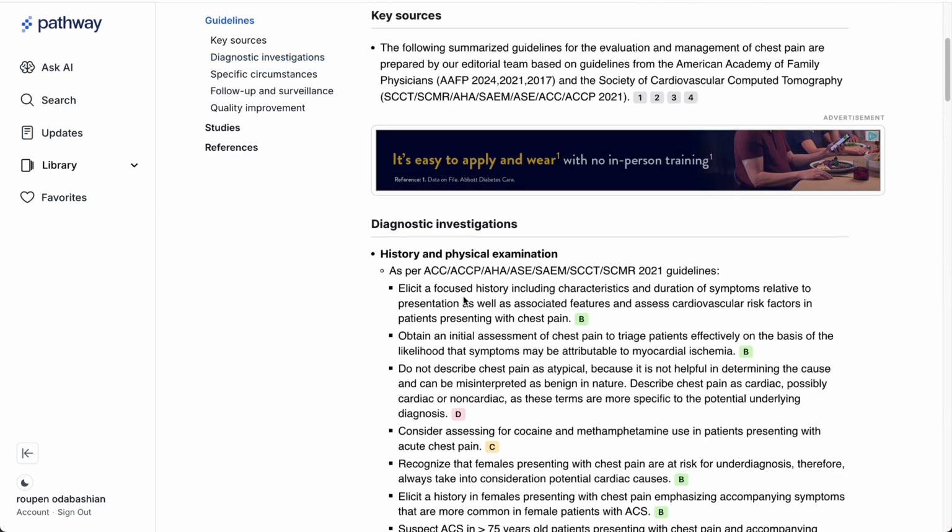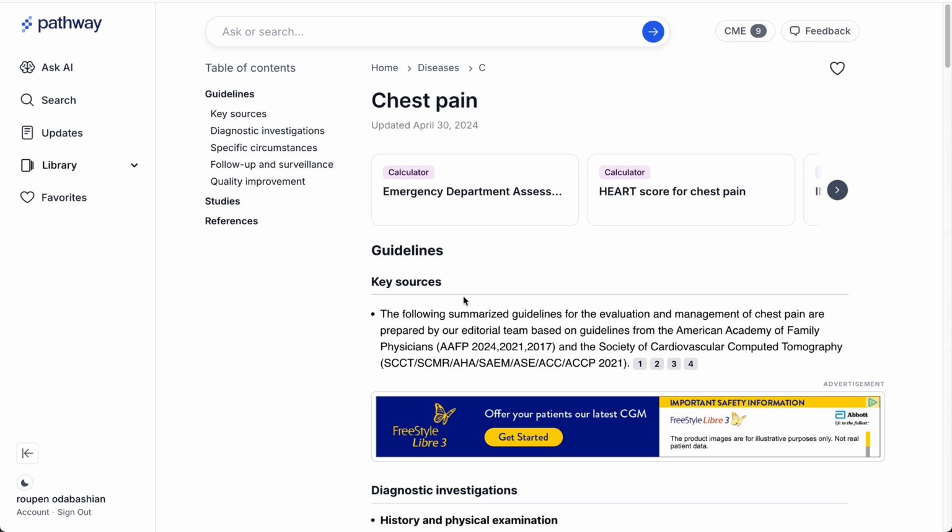Am I gonna use it? I'm not sure, because the whole idea of using AI is I want to find the answer quickly without me going to the text.